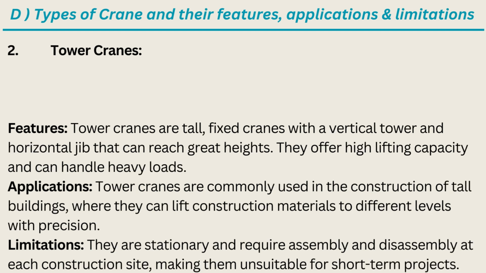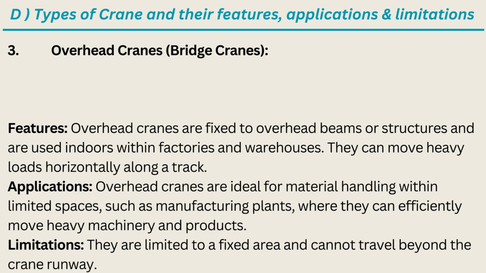2. Tower cranes. Features: tower cranes are tall, fixed cranes with a vertical tower and horizontal jib that can reach great heights. They offer high lifting capacity and can handle heavy loads. Applications: tower cranes are commonly used in the construction of tall buildings, where they can lift construction materials to different levels with precision. Limitations: they are stationary and require assembly and disassembly at each construction site, making them unsuitable for short-term projects.